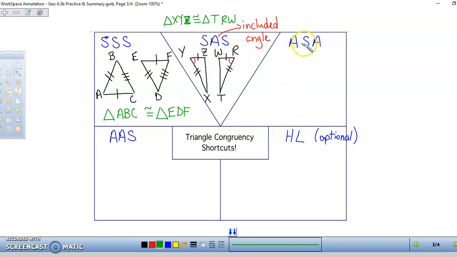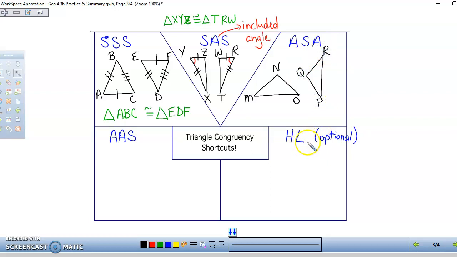Okay, angle, side, angle. So again, notice how the letters are ordered. You have 2 angles. Okay, so let's draw a couple of triangles. Maybe I'll make these ones obtuse. And then maybe I'll draw this one sideways. Like that. And let's say this is M, N, O, and P, Q, R.